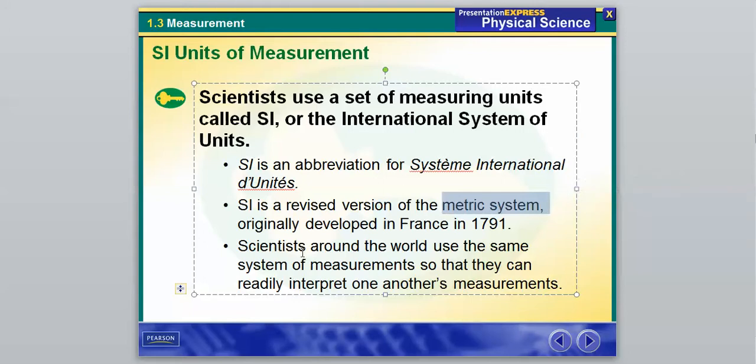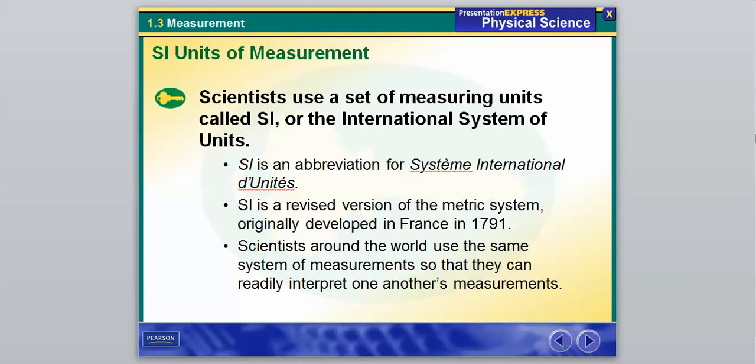The reason this is important is that scientists around the world use the same system of measurements so they can readily interpret one another's measurements. If we perform an experiment here in the United States and use SI units, then send our results to someone in Hong Kong who doesn't speak a word of English, they can look at our measurements, see what units we use, and readily repeat or interpret our experiment, because we have a common set of measurements that everyone around the world can use.